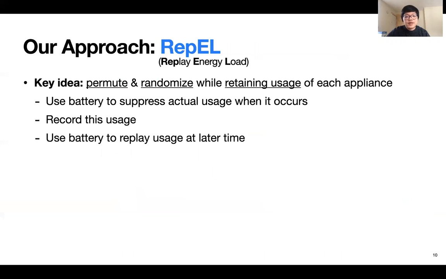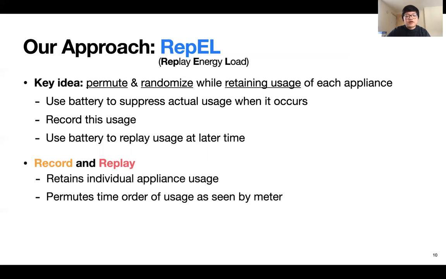So let me introduce you to our approach called RepEL. And the basic idea behind RepEL is to permute and randomize the order of the loads, while retaining the total usage of each appliance. So RepEL uses battery to suppress actual usage when it occurs, record it, and then replay it at a later time.